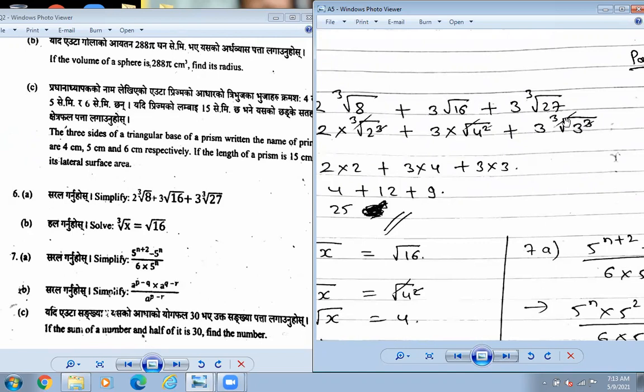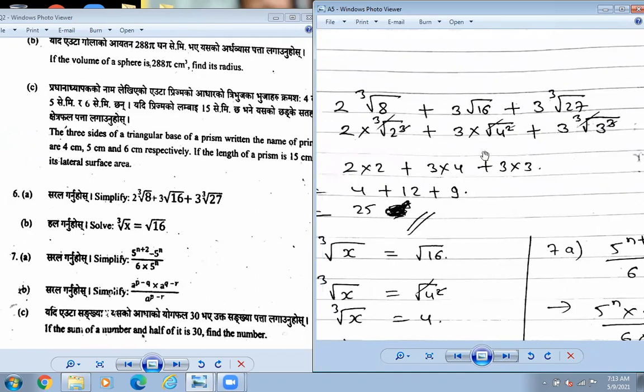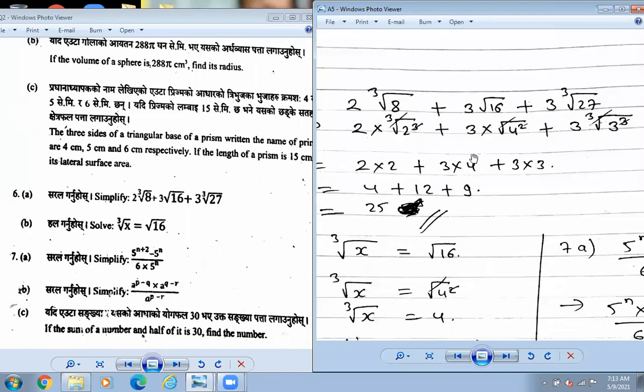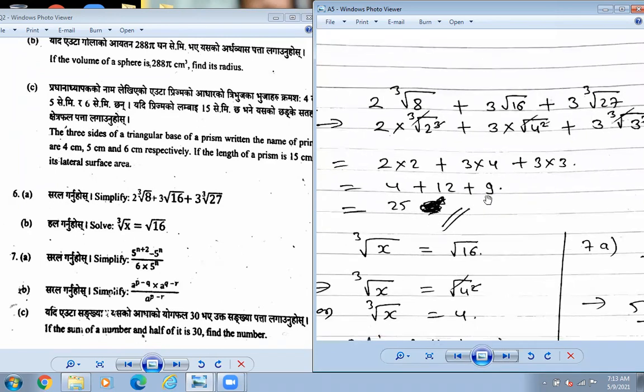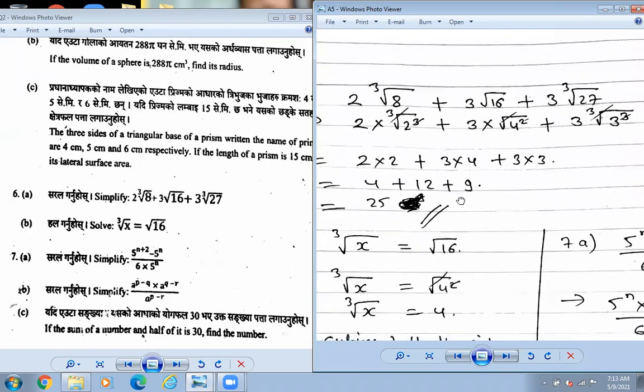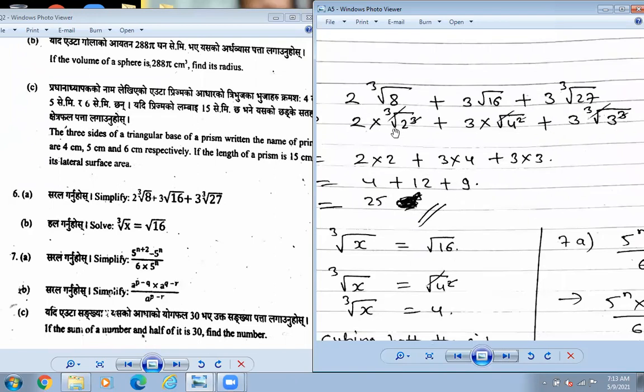So 3 cube, and cube and cube root will be cancelled. After that, what we need to write down: 2 into 2 plus 3 into 4 plus 3 into 3, whatever the numbers are there, out of the root. Root bata jun bahira niskesa, त्यसलाई यसरी लेखौं. 2 into 2 becomes 4, 3 into 4 becomes 12, and 3 into 3 becomes 9. In this way let us add them, and 25 is going to be the answer. In the simple way we are going to get the answer. If there is a cube root, take the cube root; if there is a square root, take the square root. Solve it very simply.